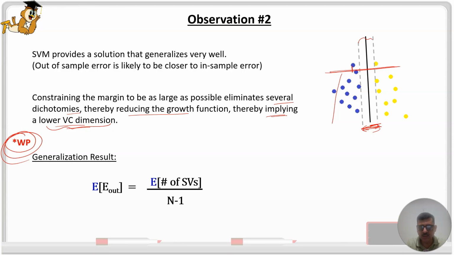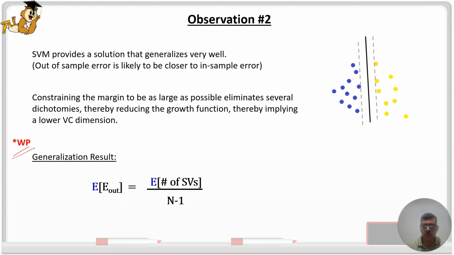Again, I am giving a result without proof. The generalization result for SVM says that the expected value of E out, the expected out-of-sample error, is bounded by the expected value of the number of support vectors divided by N minus 1. Like I said, the number of support vectors is a very small fraction of the total number of training points, and N is the total number of training points. Therefore, this ratio is likely to be a small quantity, which means in turn that the expected out-of-sample error is going to be small. So this is the generalization result.